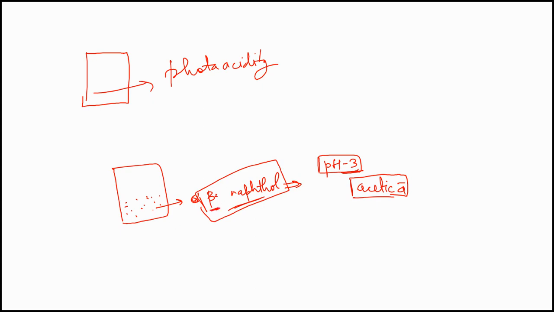But if you illuminate it with light of a particular range, then along with the beta naphthol, suppose this is the absorption of beta naphthol, you will see some absorption that will be of the other species, the counter anion part.